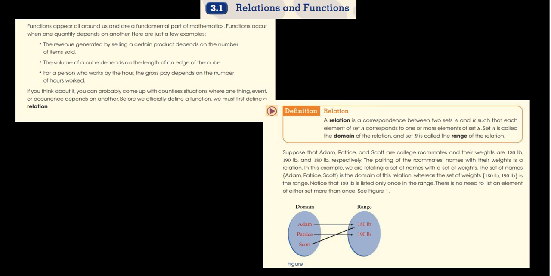So this reads, suppose that Adam, Patrice, and Scott are college roommates and their weights are 180, 190, and 180 respectively. The pairing of the roommates' names with their weights is a relation, right? We're relating the name with the weight. In this example, we're relating a set of names with a set of weights. The set of names Adam, Patrice, Scott is the domain of this relation, whereas the set of weights is the range. That's all there is to it. It's relating one thing to another. Relation, relate. The words are right there.